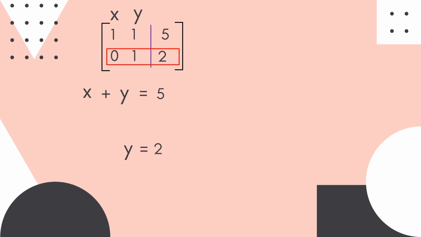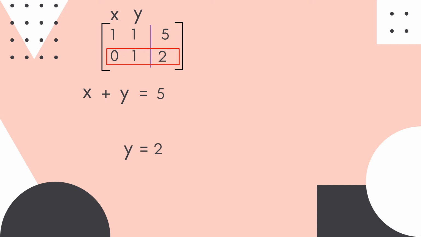So this column stands for x and the second column stands for y and the last column stands for our constants. So this is our first equation, which is x plus y is equal to 5. And this is also our second equation, y is equal to 2. As you can see, we have the value for y already, which is equal to 2. Our problem now is we're going to get the value of x.